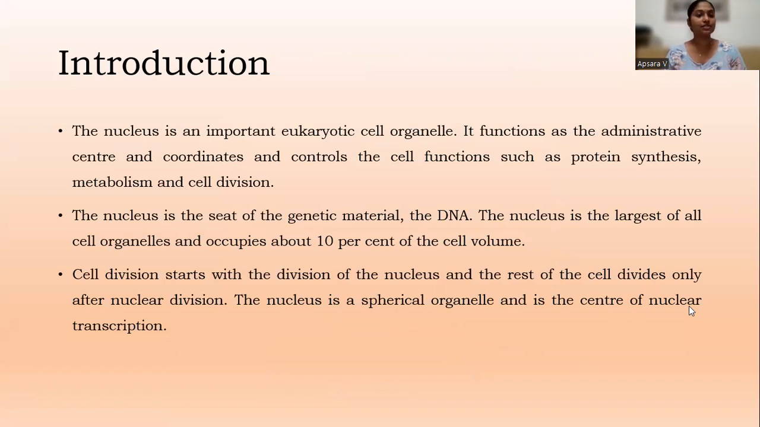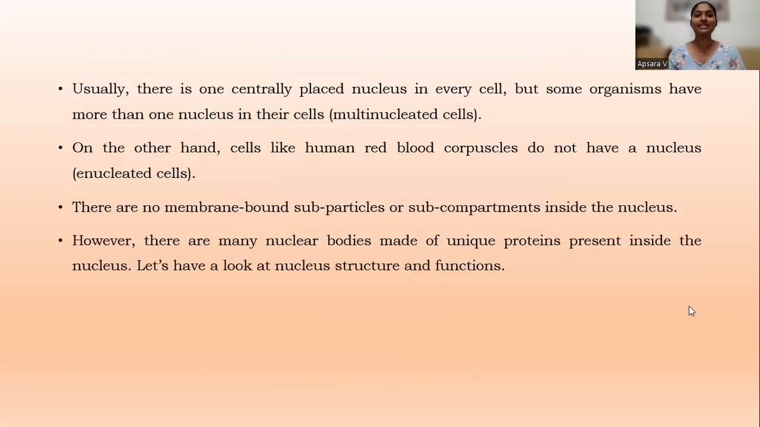The nucleus is the largest of all the cell organelles and occupies about 10% of the cell volume. Cell division starts with the division of the nucleus, and the rest of the cell divides only after nuclear division. The nucleus is a spherical organelle and is the center of nuclear transcription. Usually, there is one centrally placed nucleus in every cell, but some organisms have more than one nucleus in their cells. On the other hand, cells like human RBCs do not have a nucleus at all.